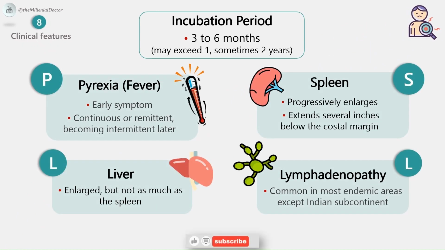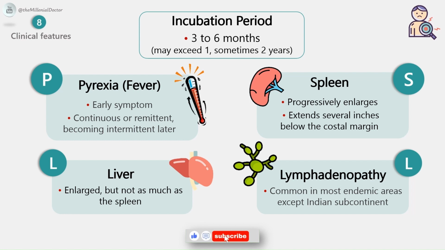The incubation period is 3 to 6 months, which may exceed 1 and sometimes 2 years. The symptoms are first pyrexia, that is fever. This is an early symptom. The fever may be continuous or remittent in type, which becomes intermittent at a later stage. And in 20% cases, it shows a double rise in 24 hours.